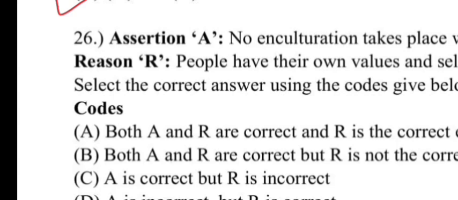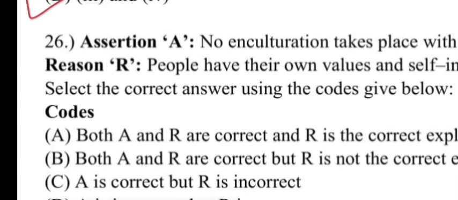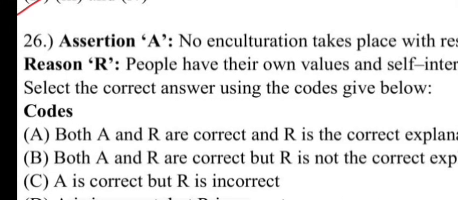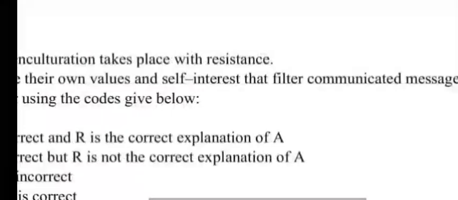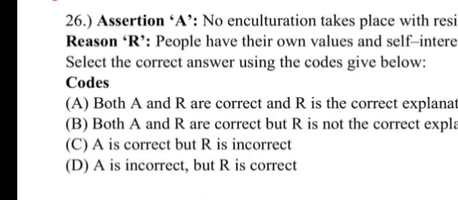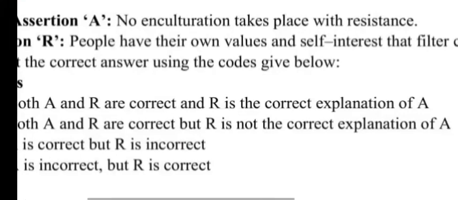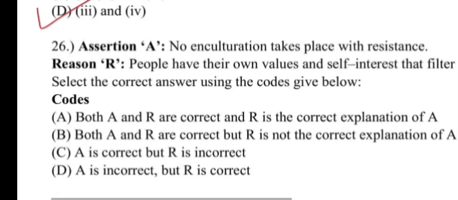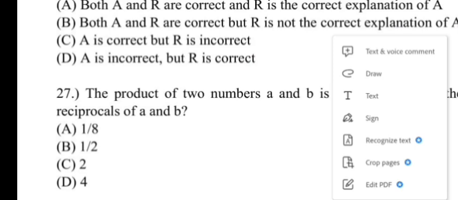Question 26: assertion A says no enculturation takes place with resistance. Reason R says people have their own values and self-interest that filter communicated messages. Select the correct answer using the code below. ABCD. Both assertion and reason are correct, and reason is the correct explanation of assertion. Both assertion and reason are correct, but reason is not the correct explanation of assertion. Assertion is correct, reason is incorrect. Assertion is incorrect, reason is correct. Question 26, the correct option will be assertion is incorrect, but reason is correct.